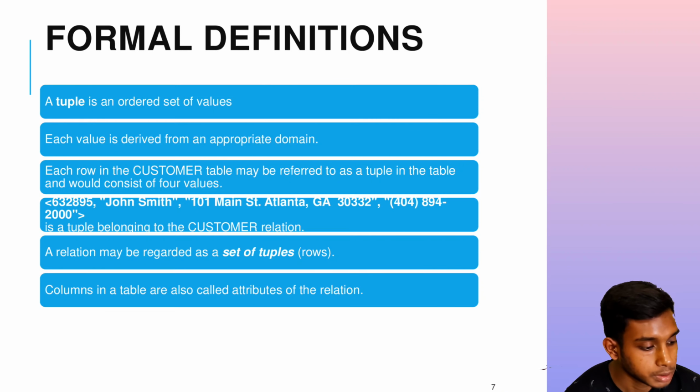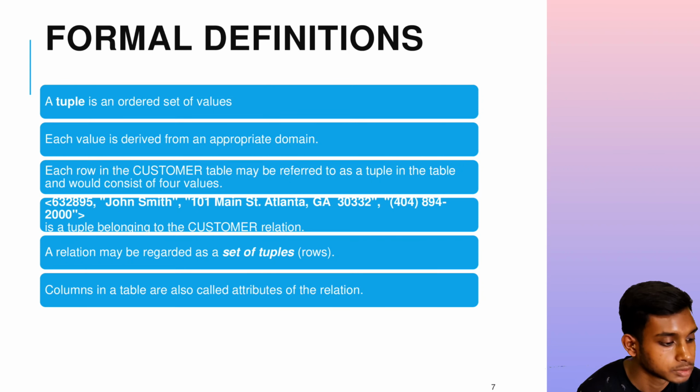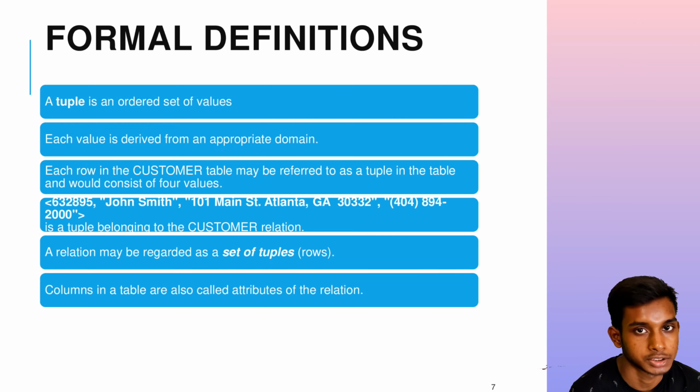Tuple. A tuple is an ordered set of values. Each value is derived from an appropriate domain. Each row in the customer table may be referred to as a tuple in the table and will consist of 4 values. A relation may be regarded as a set of tuples. Columns in a table are also called attributes in the relation.